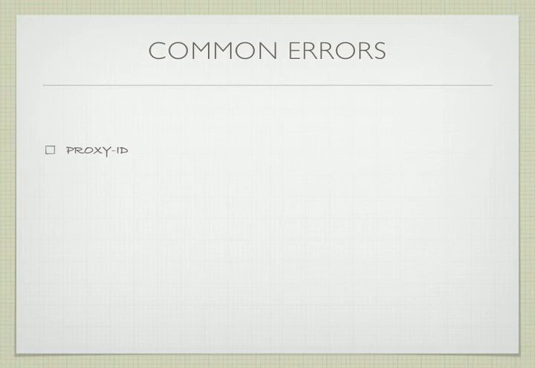Common errors: proxy ID mismatch. The policy-based NAT on the unnumbered interfaces is not going to work. So you will be able to configure that, but it's not going to work. So if you're going to need NAT operations, you need to have numbered interfaces.